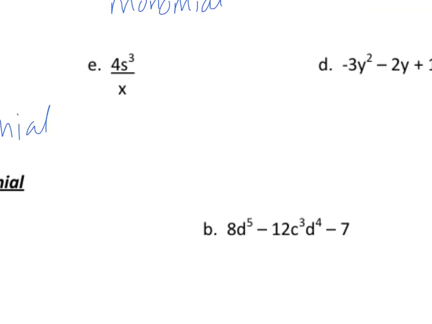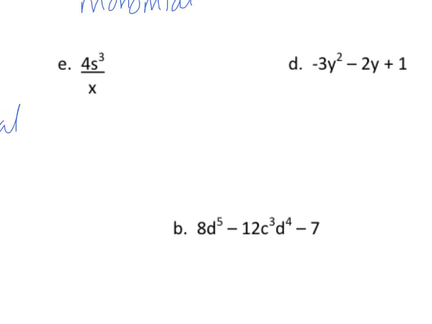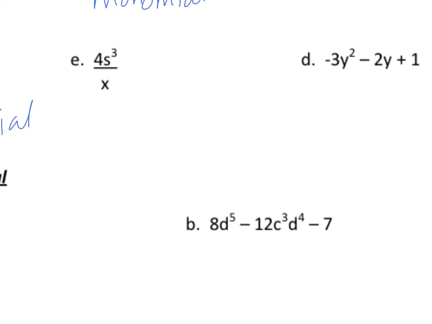The next one, 4s to the third over x. Again, as you remember, we cannot have a variable in the denominator, so we would say no in this case.